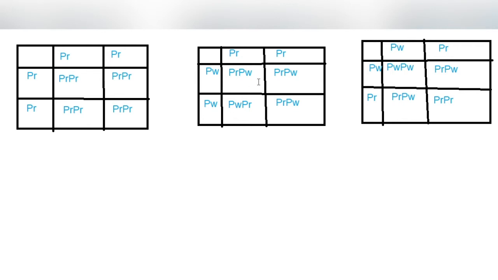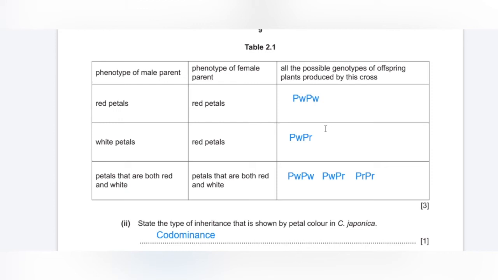In the second row, you've got one parent that has red petals. So this parent has 2 alleles for the red petal, and the second parent has white petals. So they'll have both of the alleles for white petals. In this Punnett square, you can see that all of the offspring will be heterozygous. In the last row, you've got both parents that have red and white petals, and both of them will have 2 different alleles, one for red, one for white, and their offspring will have the genotypes as shown in this Punnett square. And here I've written down all of the genotypes.